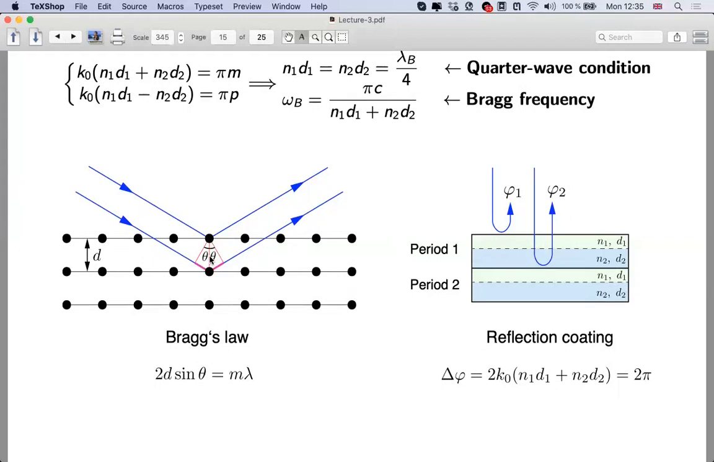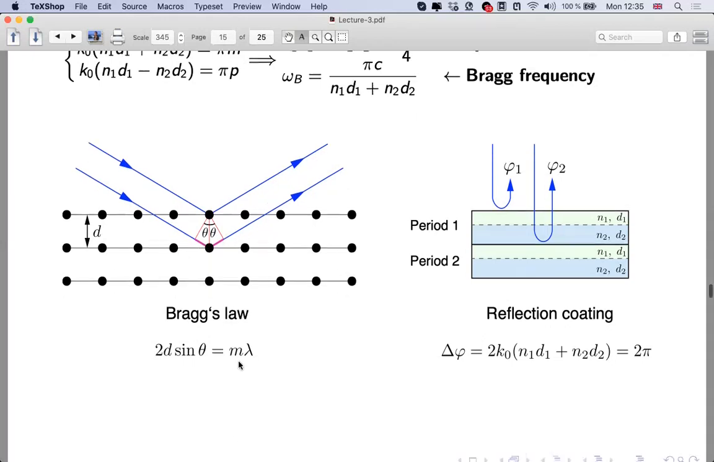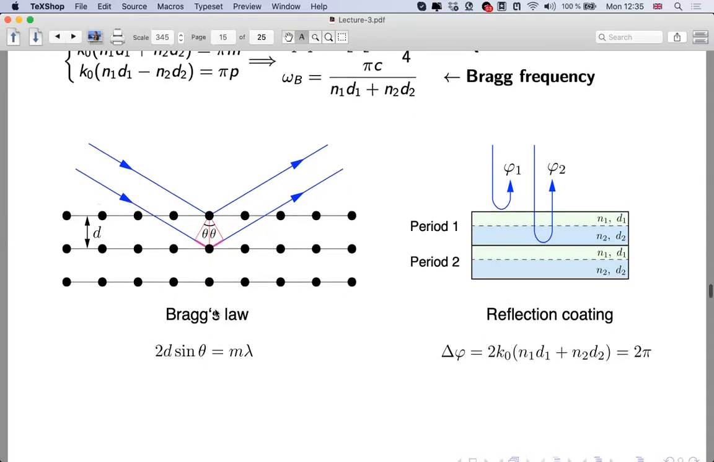exactly equal to this red or pink regions, yeah? The length of these pink regions. So D is the distance between two atomic planes. This is theta, and the length of this pink region is D multiplied by sine theta. It's two because I have two of these pink regions, yeah? This is exactly this condition.